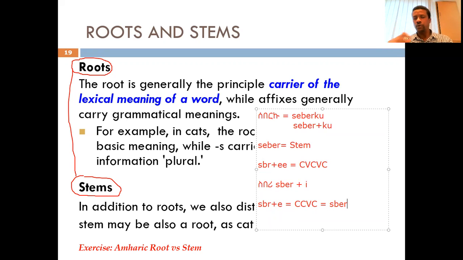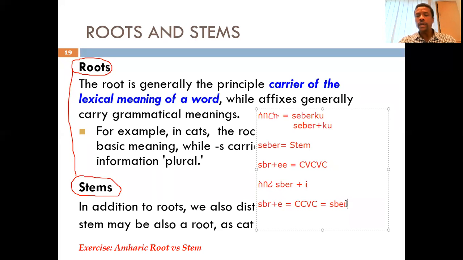It is the action that is going to happen in the future. Saberi, saberu, or saber, it can mean something like 'let us break'.